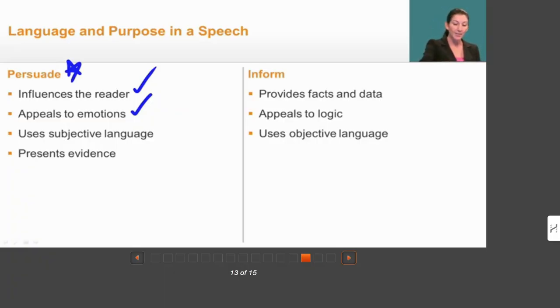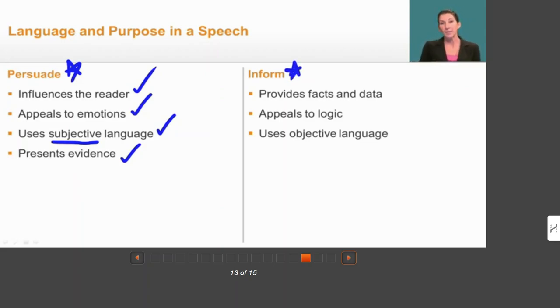Persuasive speeches are going to rely heavily on subjective language. And remember, that is the type of language that we use to express opinions. If the speaker is doing a good job, they are going to back up their opinion by presenting evidence in the form of facts. Now, let's go and look at how informative speeches are put together.